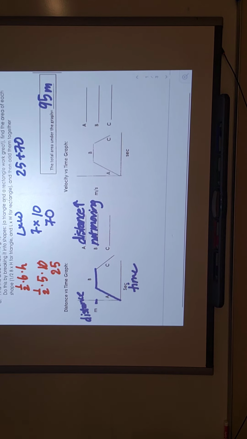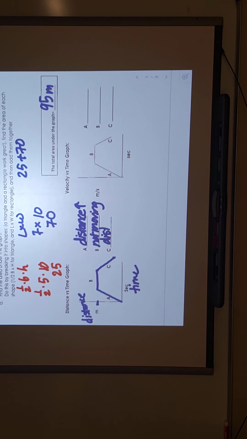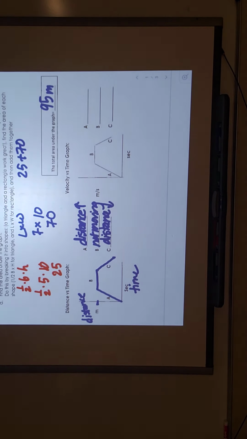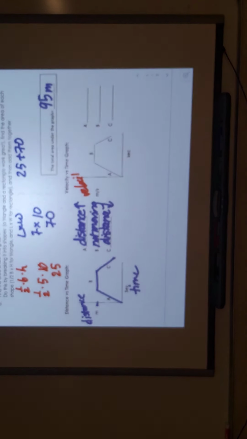And then finally, C, that is showing your distance was, let's say it was 60 meters. Your distance is decreasing, it's going down. So maybe you are moving back towards where you started, so the distance is decreasing. That is a different type of graph than the one over here. This is a velocity versus time graph.